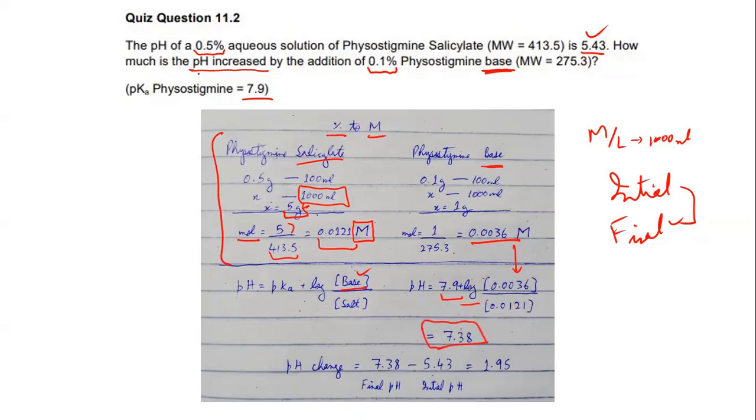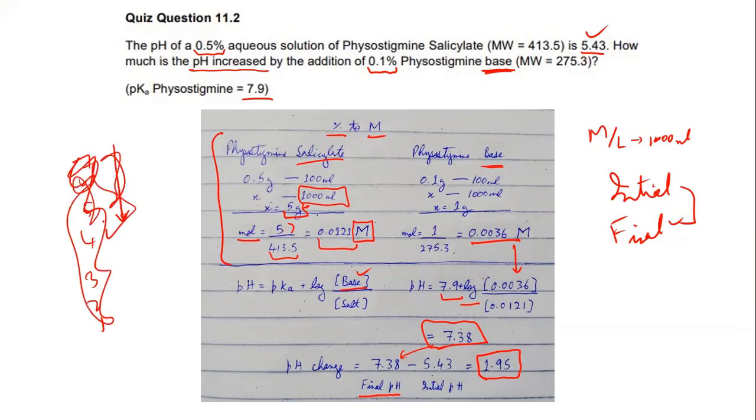Now they are asking how much the pH increases. So now we have the final pH coming from here, and we know the initial pH given in the question, and now we can find the difference. Final minus initial pH, the difference is 1.95 pH. So this much pH has increased. pH works like this: 1, 2, 3, 4, 5, 6, 7. So coming down, pH is increasing in acidity or basicity. Maybe this concept doesn't make sense, but this is the difference, 1.95.